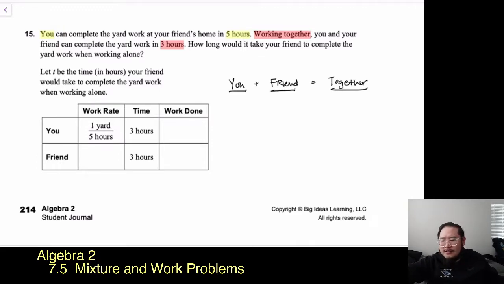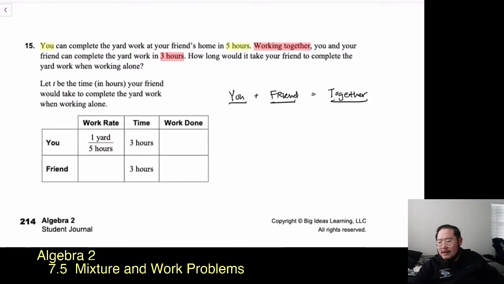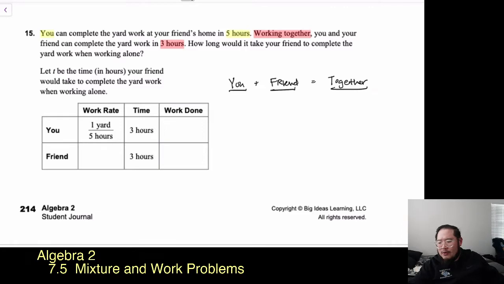As you take a look at the table right here, it shows that they put 1 yard over 5 hours. And that part, I do like. That's how we're going to put this together. I put one job over however many hours it takes. So for you, since you can complete the yard work at your friend's home in 5 hours, we're going to put that right here as 1 over 5. Now, for your friend, we don't know how long it takes. So for friend, it's still 1 yard, the same yard, and I'm going to put 1 over t for time, the unknown time.